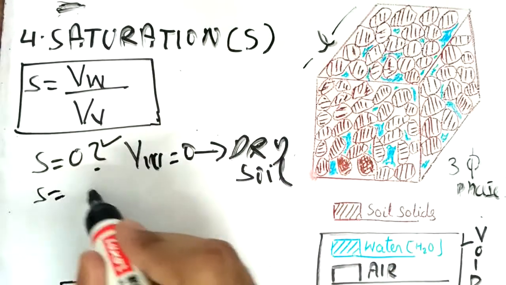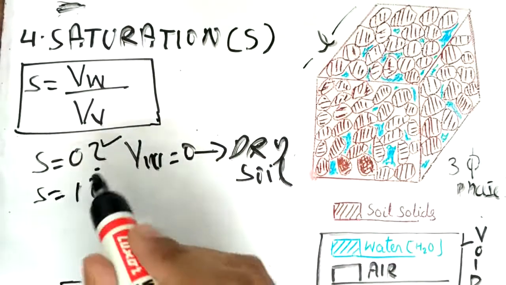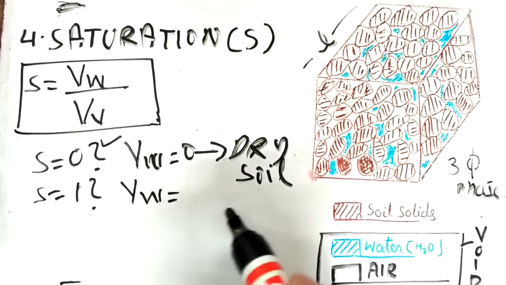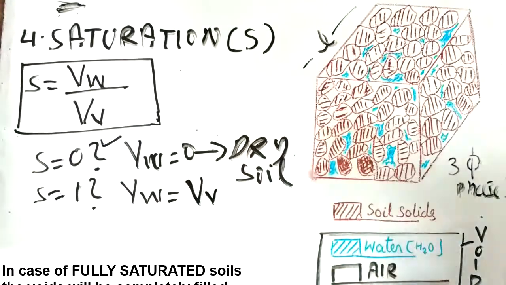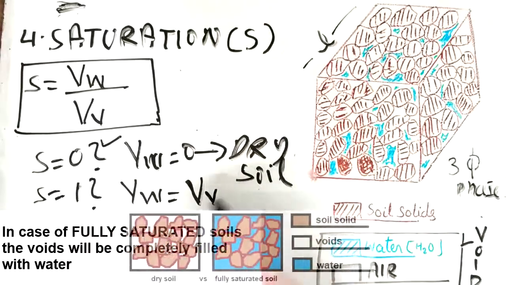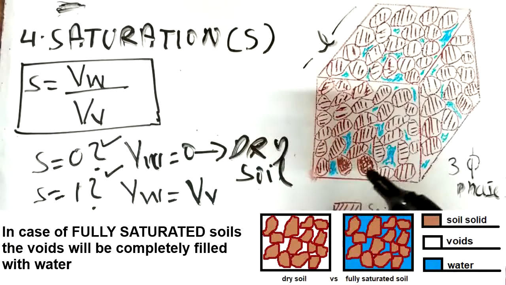Can I have saturation equal to 1? This means that my volume of water, that is my numerator, will be equal to my denominator, that is volume of voids. This can also happen, no issue. So this is also correct.